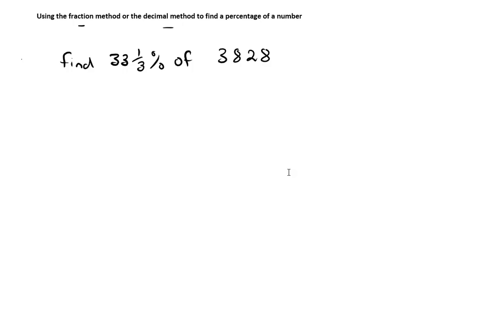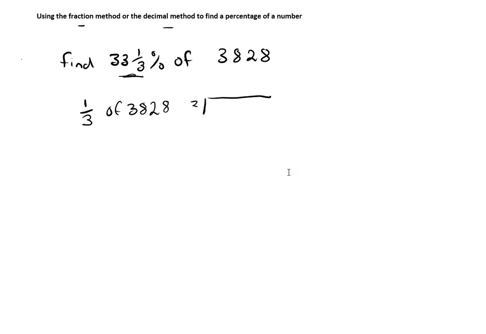Well, the handiest way is if it's a common fraction, so one that you know quite quickly. So you know that 33 1/3% is 1/3. So in that case then it's generally easier to use the fraction method. So 1/3 of 3,828.